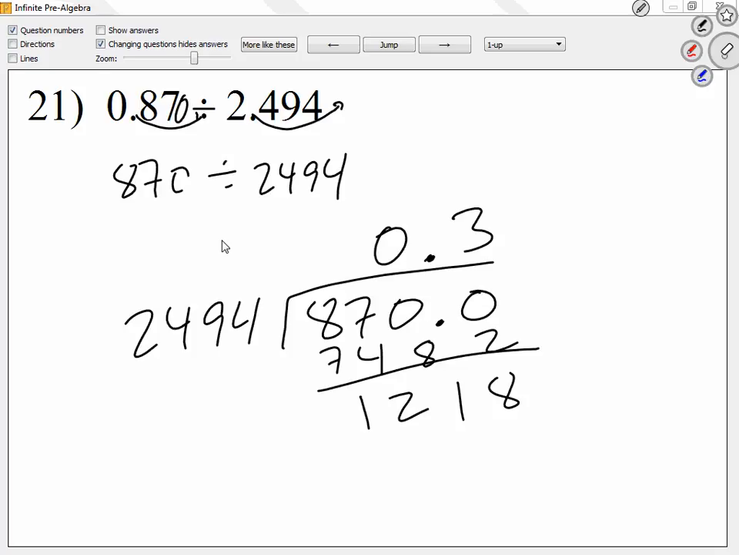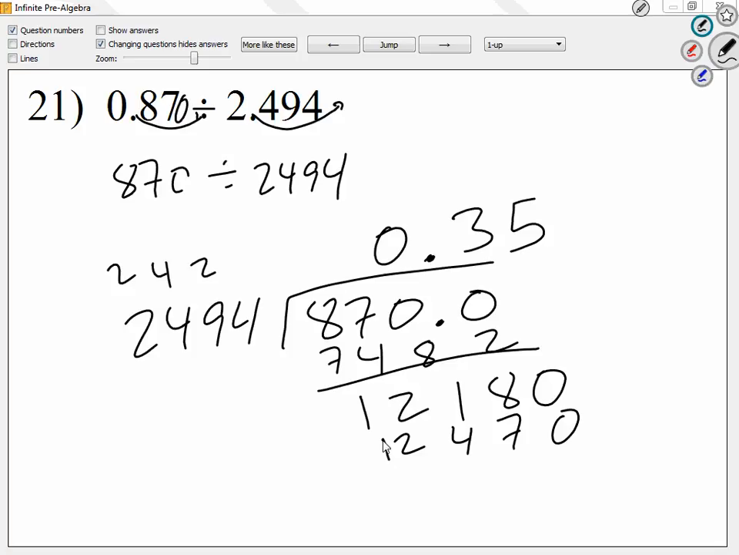Now, to continue, add a 0. So I'm looking into 2,494 into 12,180. Let me try 5. So we tried. If it works, great. If it doesn't, try again. But 5 times 4 is 20. Carry the 2. 5 times 9 is 45 plus 2 is 47. Carry the 4. 5 times 4 is 20 plus 4 is 24. 5 times 2 is 10 plus 2 is 12.